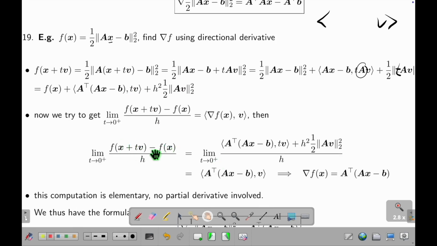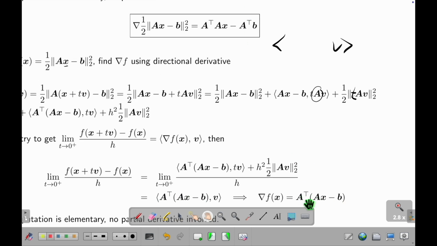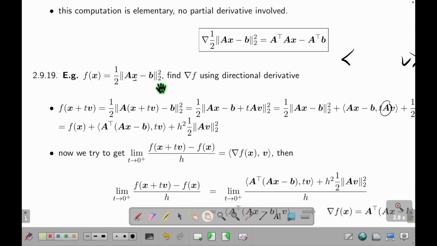This whole thing, subtract, is this part. I have a t, which is h. And then take the limit, this part is gone, so what remains is this inner product. This inner product is exactly v alone with something here. Then this something here is the gradient, which is correct. The A multiplied inside is what I want. So this is how you do it with the definition.